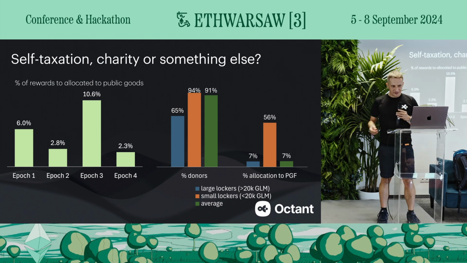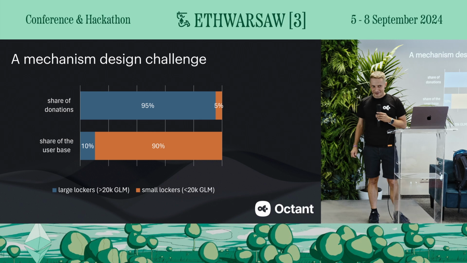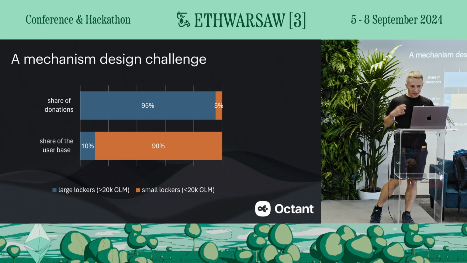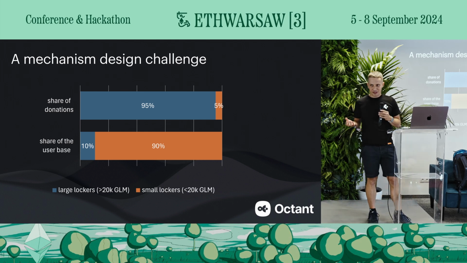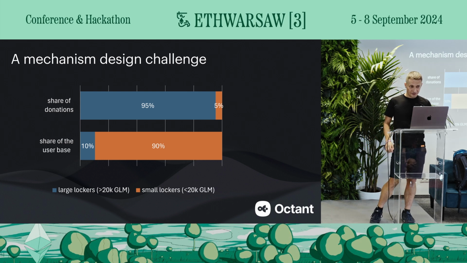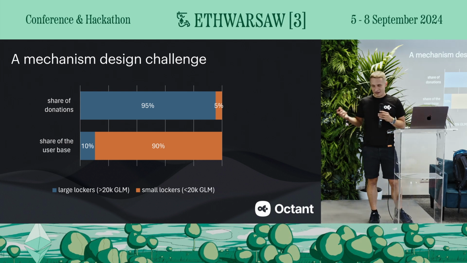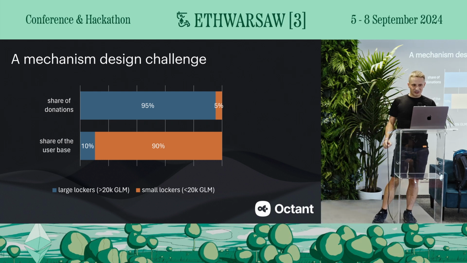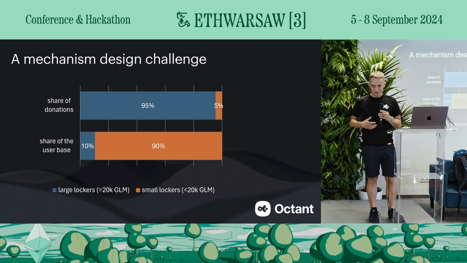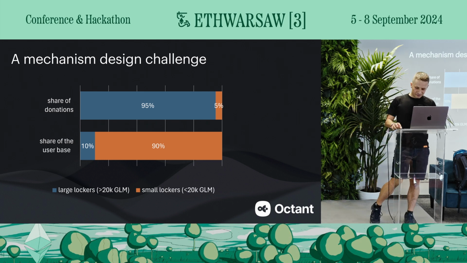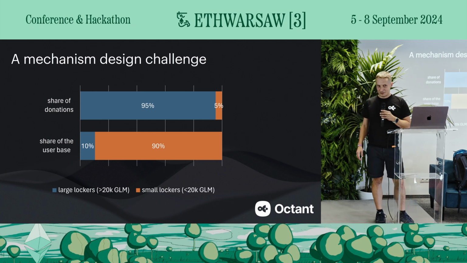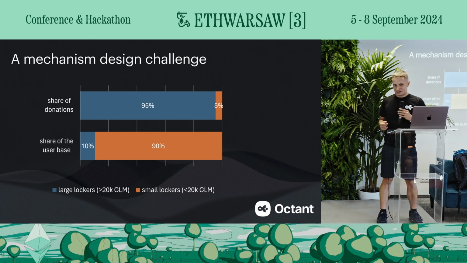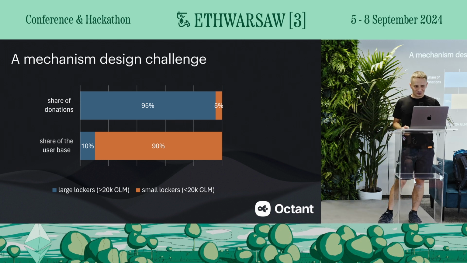And this is also what brings us to a mechanism design challenge that we faced a couple of months ago. So we have about 90% of our users who account for only 5% of the total donations. And in this linear model of funding, the 5% also translates to their voting power. So for quite some time, we believed that this is not a bug, it's a feature. But there are two major problems. First of all, plutocracy is an issue.